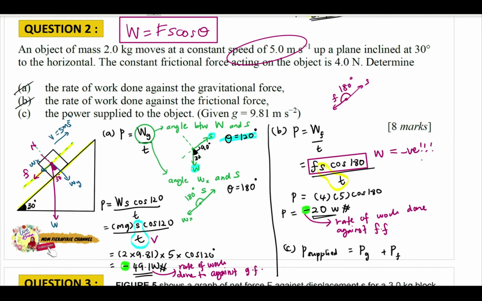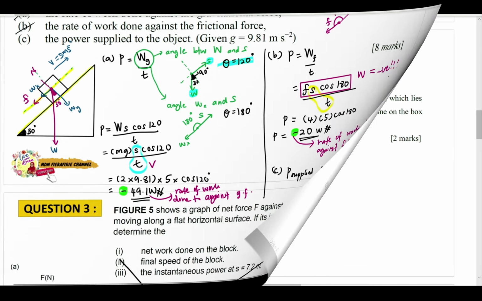Okay, so kita tambahkanlah 49.1 plus 20, kita hilangkanlah negatif tu, kita nak dapatkan berapa nilai power supply tu. So the answer is 69.1. Okay, alright, so this is the answer for question number 2.